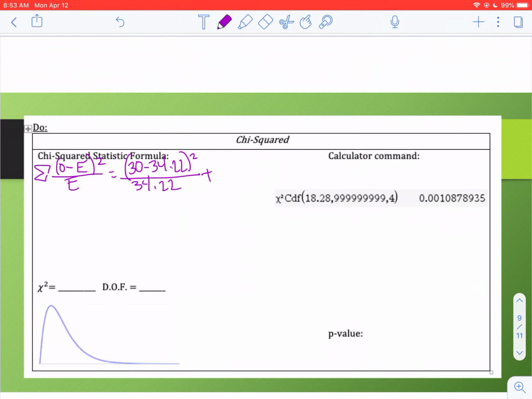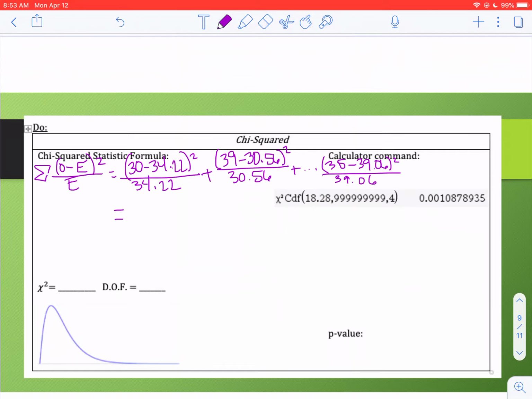Going on to the next one, I have 39 minus 30.56 squared over 30.56. I'm not going to show every one of them, so this is like dot, dot, dot. And you can do this too when you're showing your work, either for your comp or for the AP exam. You don't have to show every single one, just to show that you understand how to calculate it.